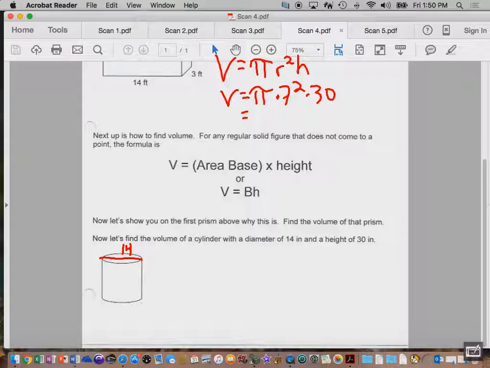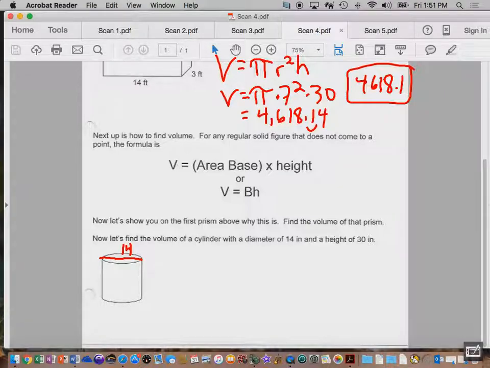What do we get? 4,618. Well, what comes after the point? It's 1, and then it is 0.14? And we said round to the nearest tenth. There's the tenths place. The 4 means stay the same, so it's 4618.1. All right, any questions about that? So we identify the shape, we use the formula, and we start plugging in what it is they're looking for.